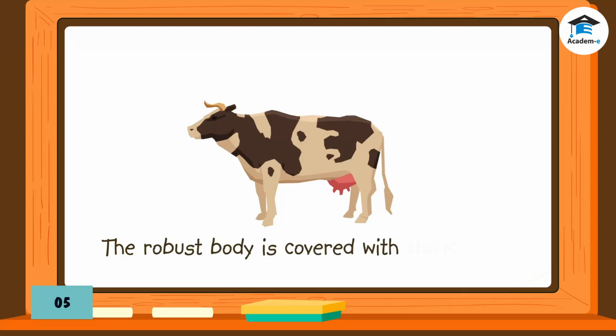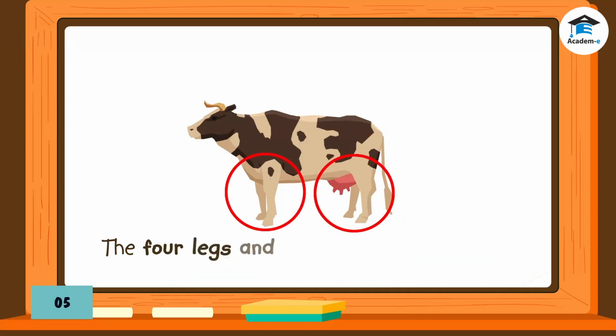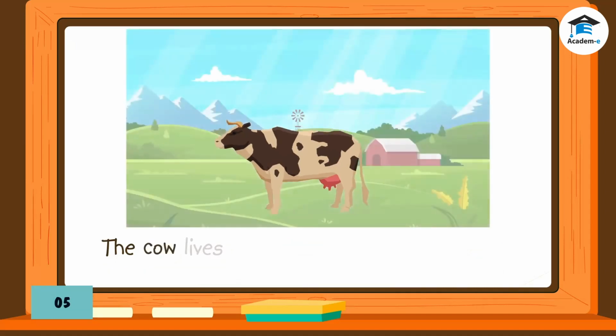The robust body is covered with thick skin. The tail is attached to the body and moves from side to side to drive away the insects. The 4 legs and feet with hooves are for walking and running. The cow lives on land.